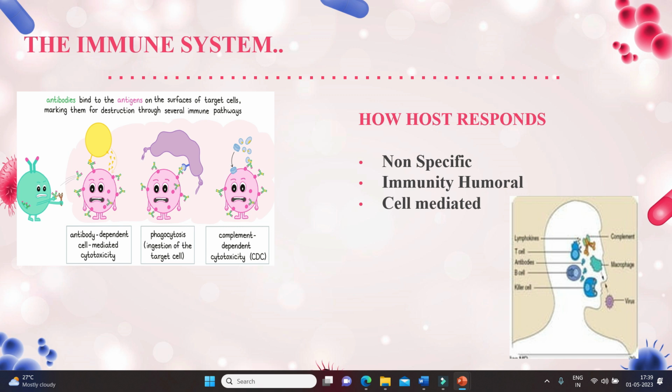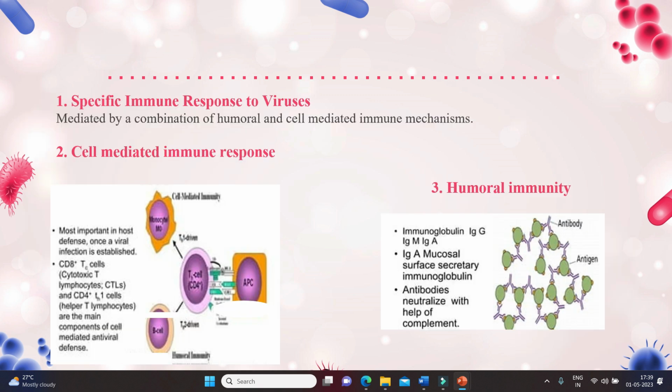In the immune system, antibodies bind to the antigens on the surfaces of target cells, marking them for destruction through several immune pathways. One is antibody-dependent cell-mediated cytotoxicity, which then leads to phagocytosis and ingestion of the targeted cells. Another is complement-dependent cytotoxicity.